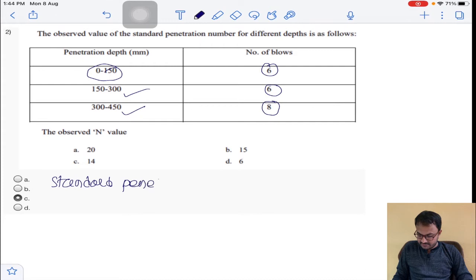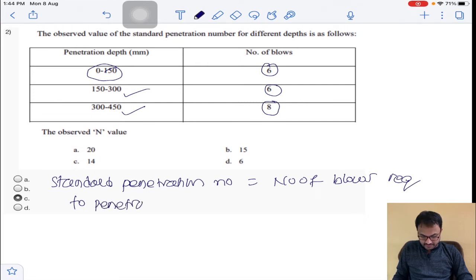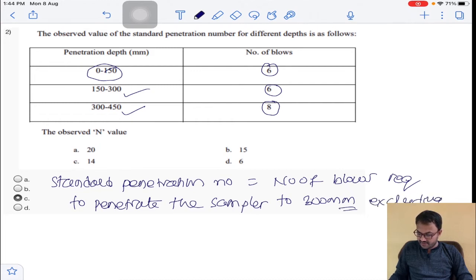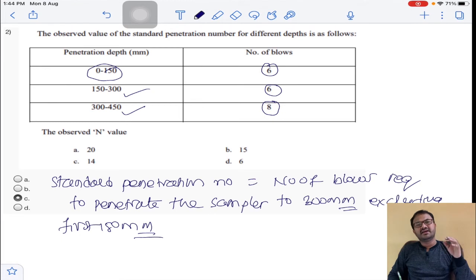Standard penetration number is equal to the number of blows required to penetrate the sampler to 300 mm, excluding the first 150 mm. Okay, so the standard penetration number is the number of blows required to penetrate the sampler by 300 mm, provided it should not include the penetration for the top 150 mm.